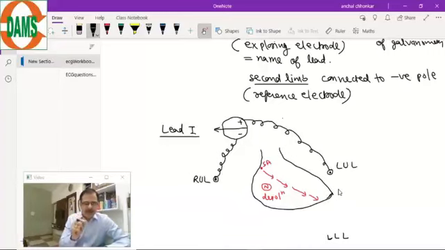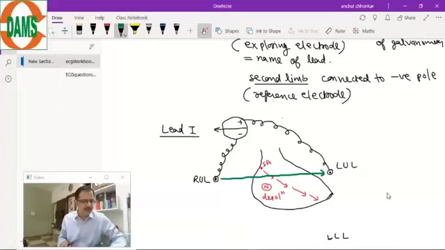So this is how the connection of lead 1 will be made. From the right upper limb the wire goes to the negative pole. From the left upper limb the wire goes to the positive pole. So this is the connection of lead 1. And now let's see what the vector line of lead 1 is. This is the vector line of lead 1.